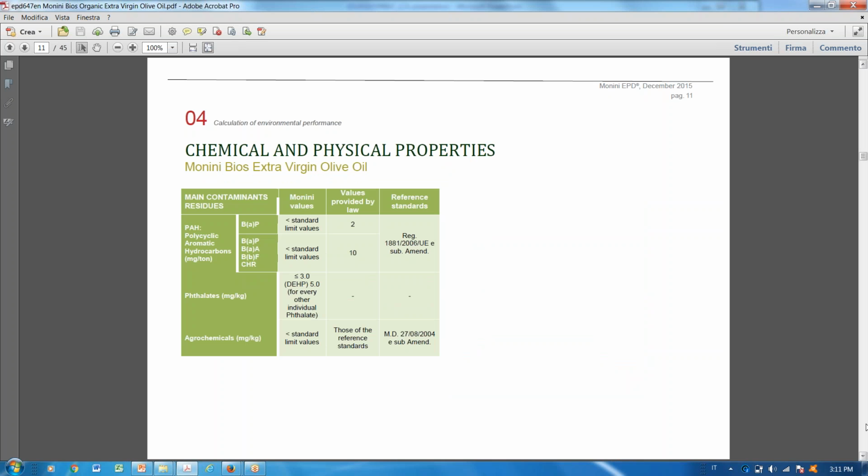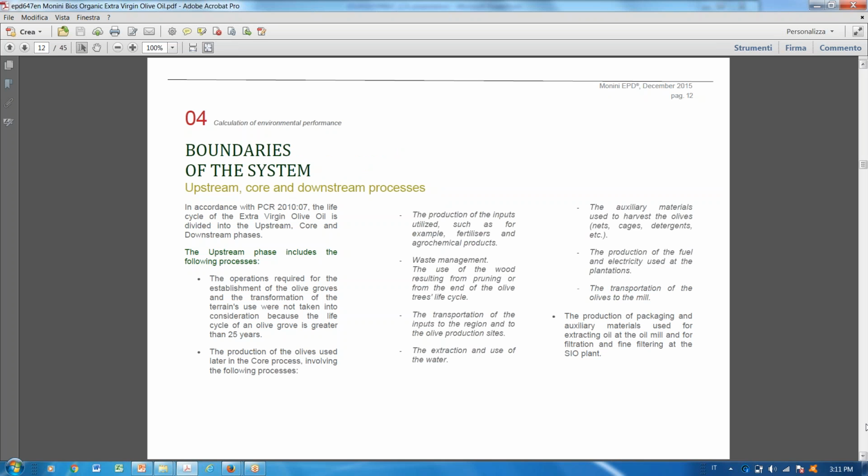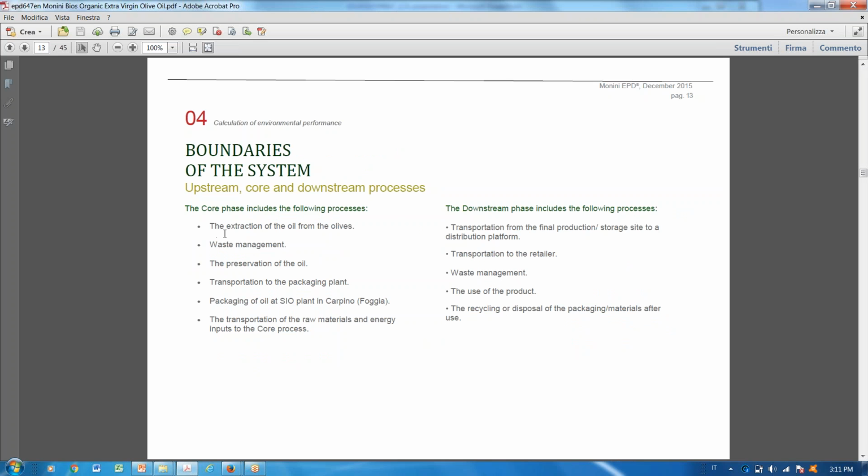As you can see, there are upstream, core, and downstream processes, and the company here explains which is the core phase: the extraction of the oil from the olives, waste management, the preservation of the oil, transportation to the packaging plants, packaging of oil, and the transportation of the raw materials and energy. The downstream phase includes the following processes: transportation from the final production to a distribution platform, transportation to the retailer, waste management, the use of product, and the recycle and disposal of packaging.